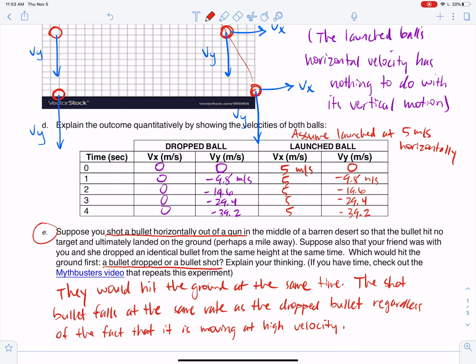In the next video, I'm going to show you a second demonstration of projectile motion.